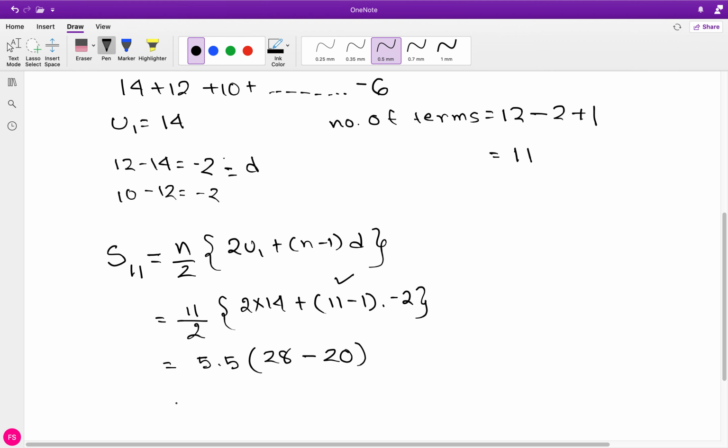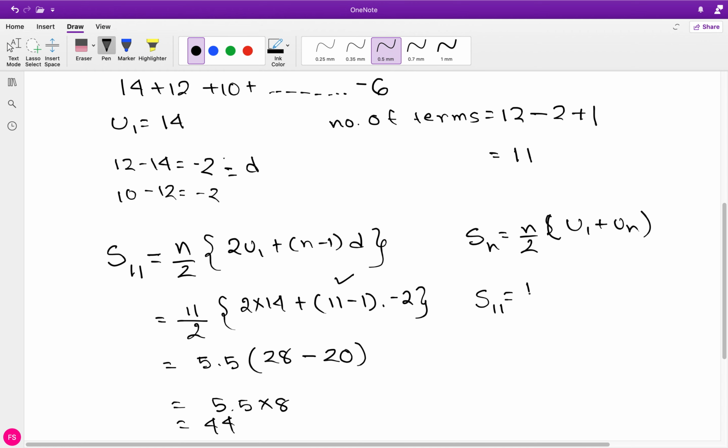5.5 times 8 will give you 44. Now, because you know the last term, you can also use the other formula for the sum of an arithmetic series, the one that we use when we have the first term and the last term of the series. We can double check our answer by using this.